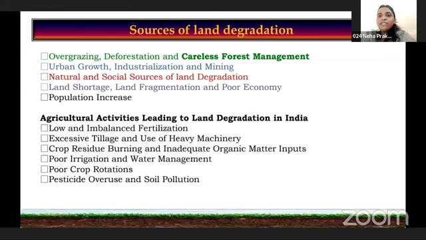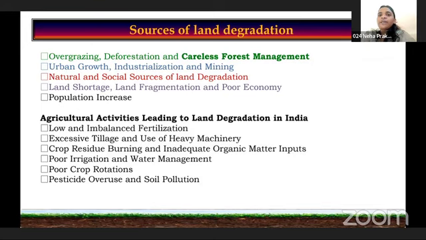Then excessive tillage and the use of heavy machinery. As we discussed earlier, excessive tillage and use of heavy machinery lead to compaction of the soil, and the bulk density of that soil increases, which leads to difficulties in crop germination, as well as waterlogging conditions. There is a formation of hard pan. So these practices also lead to land degradation.